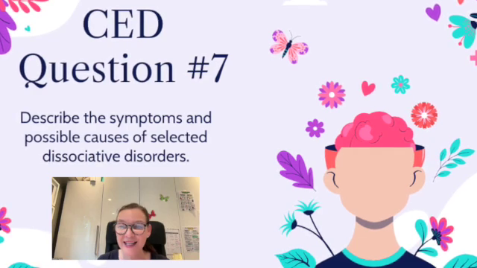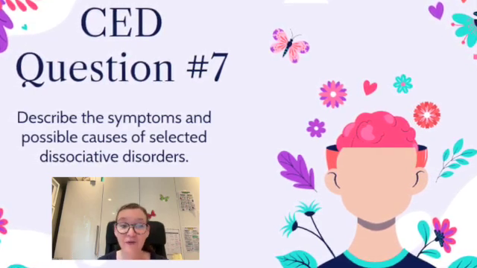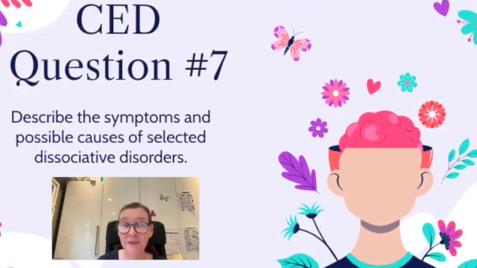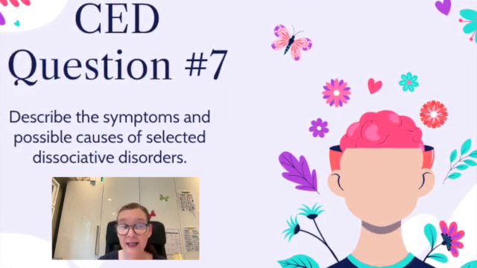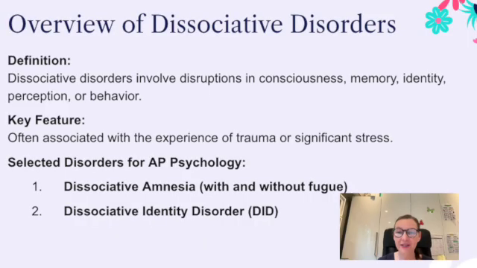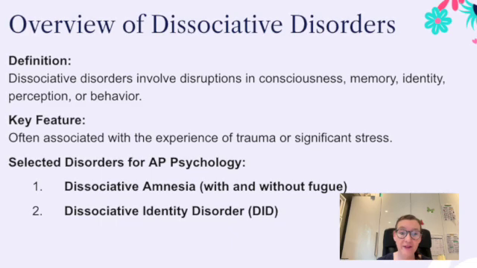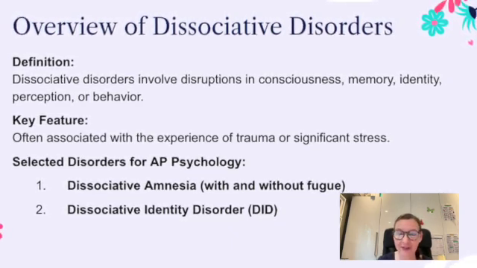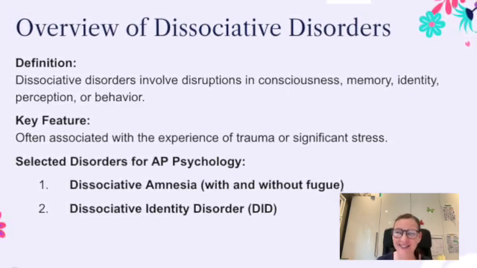Okay, so for this section of the 5.4, question number 7 is: describe the symptoms and possible causes of selective dissociative disorders. So let's break all that down. I always like to start with a little overview as to what we're going to be talking about in the video. So we're going to talk about, first of all, the definition of dissociative disorders. I really have a hard time saying that one.